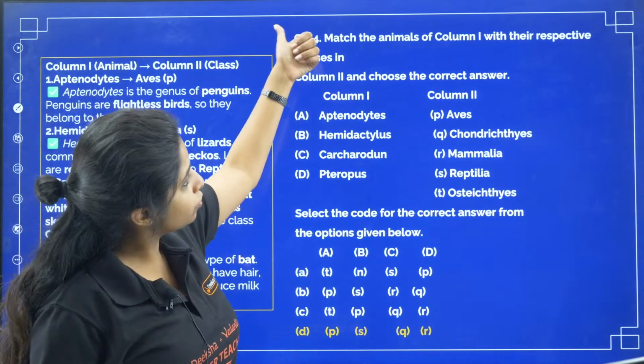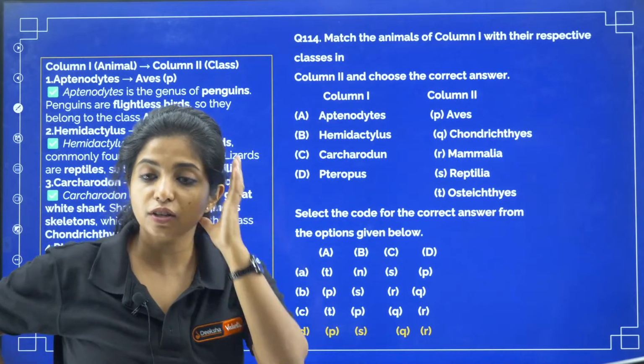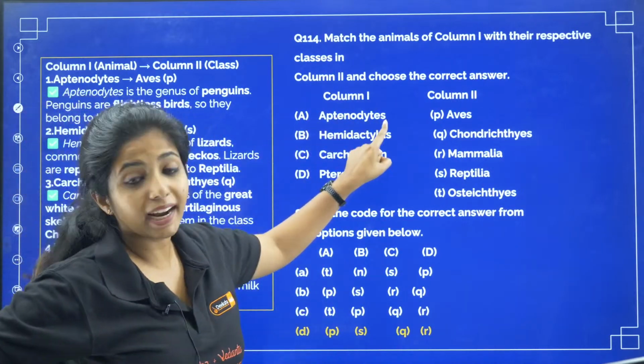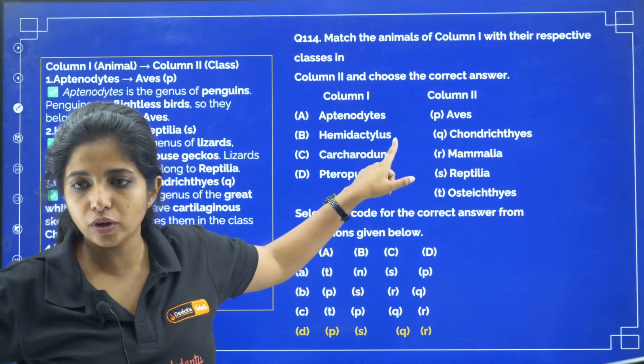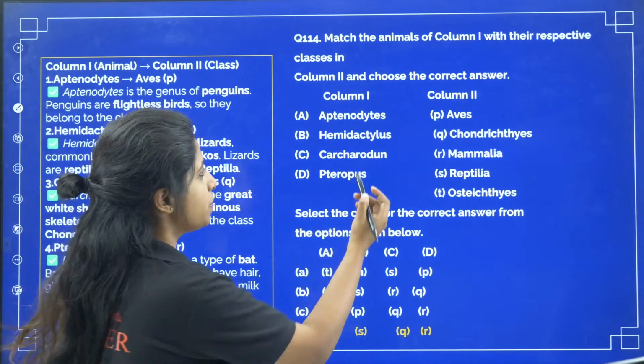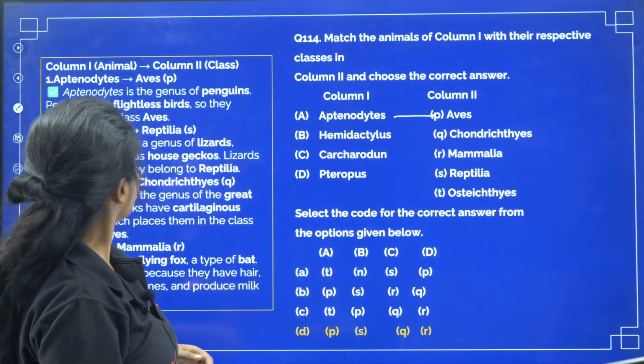Now, match the animals of column 1 with the respective classes in column 2. Aptenodytes is what? Penguin, my dear children. And penguin is a bird, yes. It comes under Aves, right?